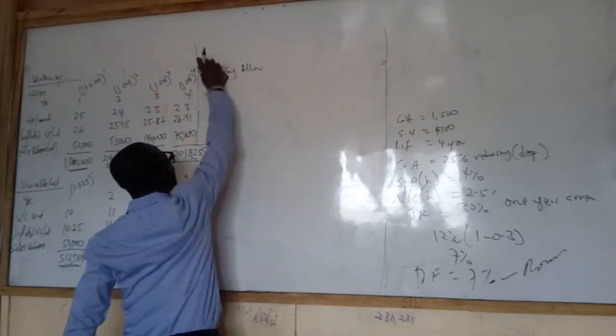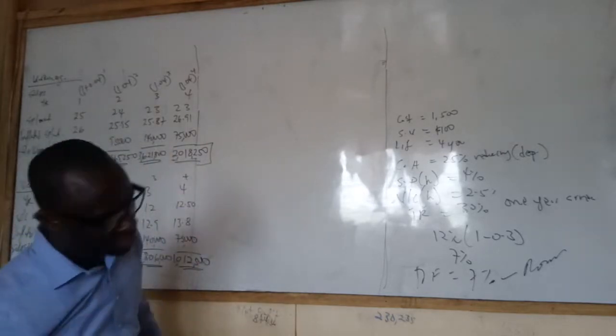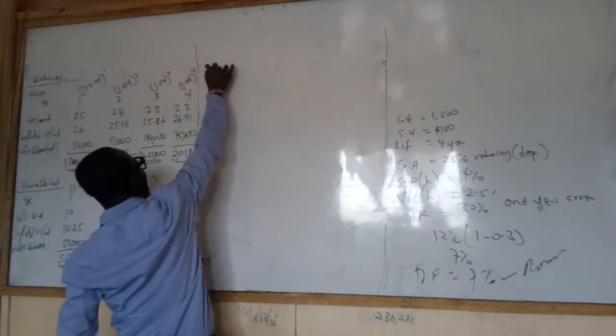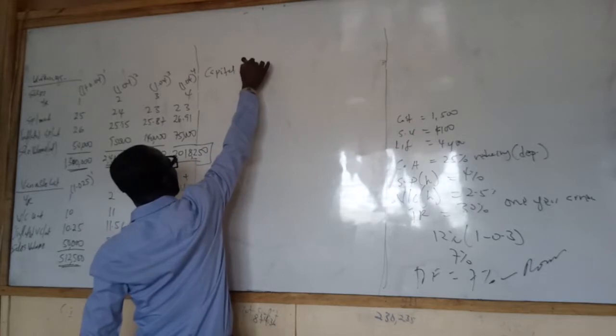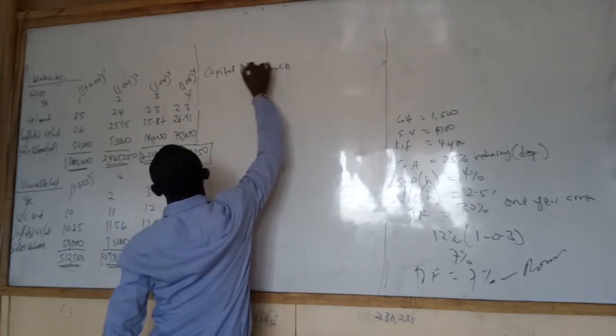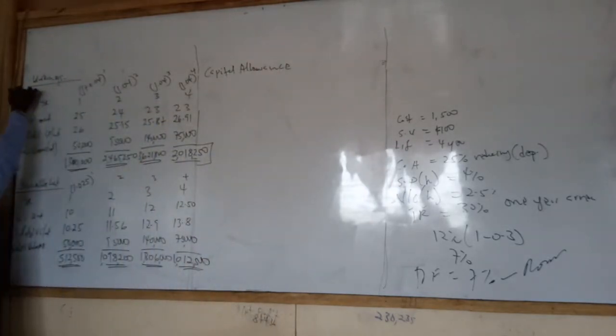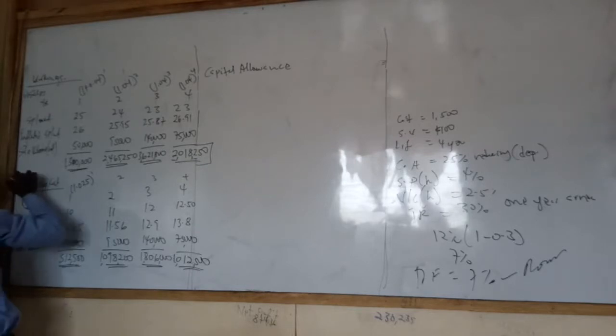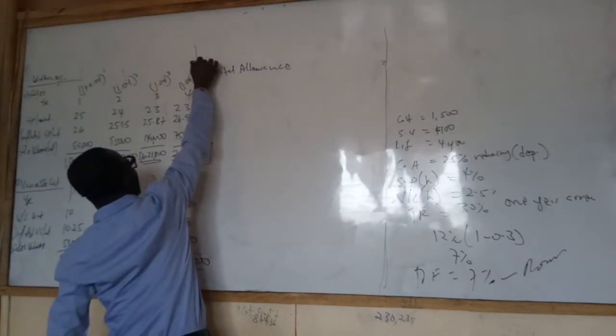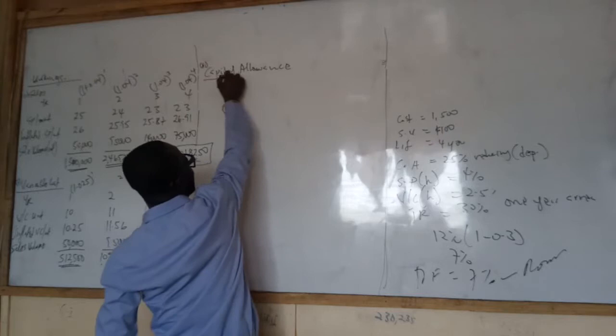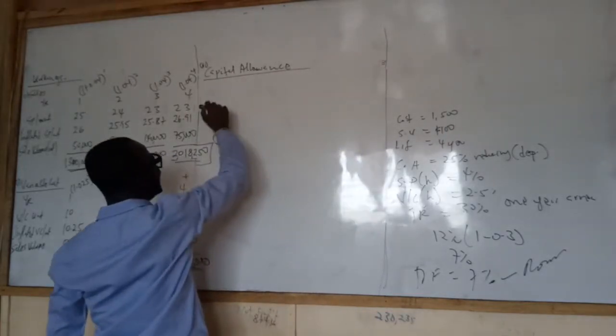Working allowance. I'm writing working allowance on the board, so it means I need you to work on it for yourselves.